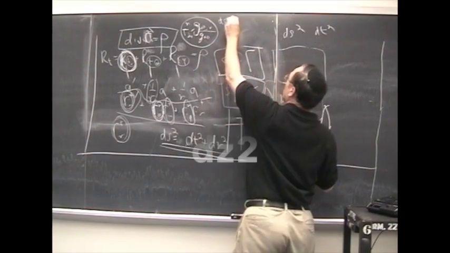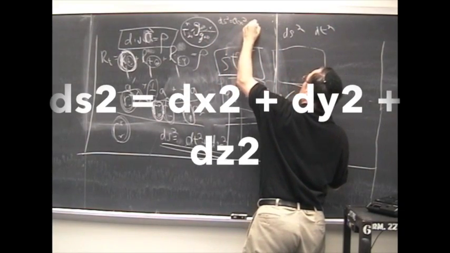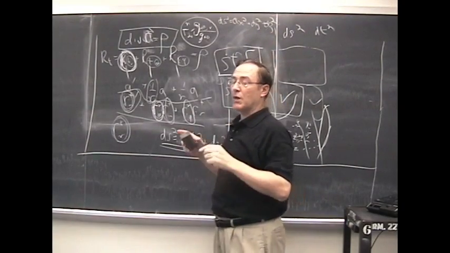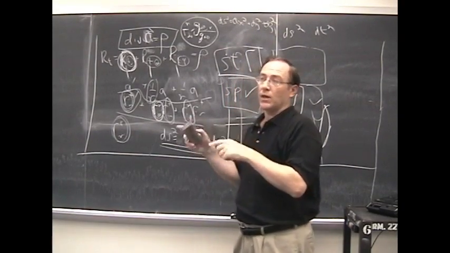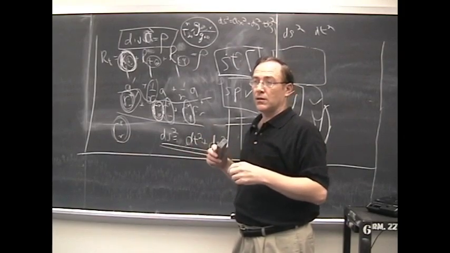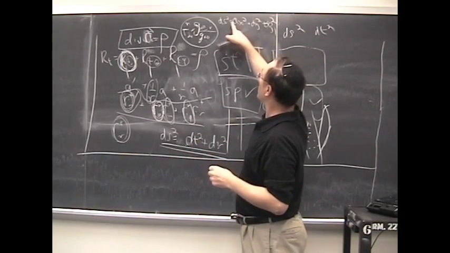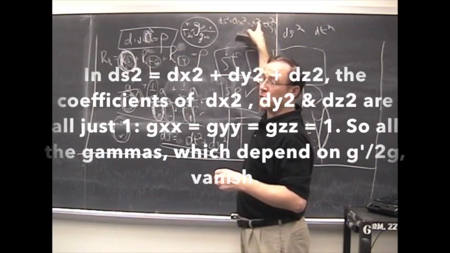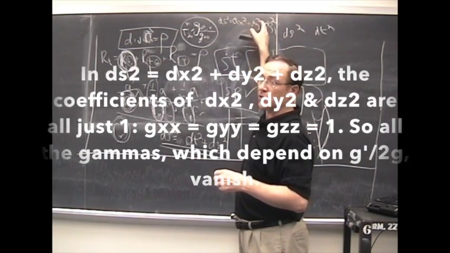Okay? When we wrote this, what was the connection? What were the connection coefficients? Gamma x, x, y, gamma y, y, x, gamma x, x, x. They were all the derivatives of what? The coefficients. What are the coefficients here? 1. Just 1. Okay, so it was 0. That's why there was no connection evident when you do this.